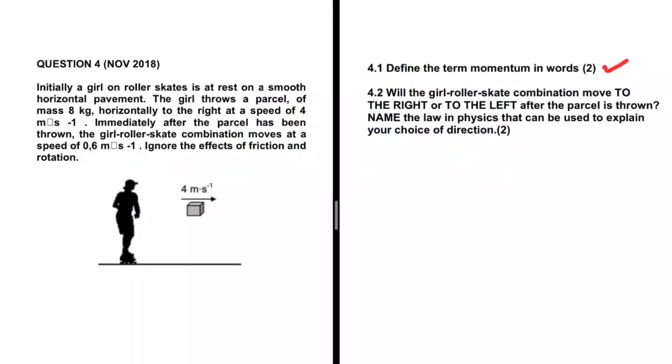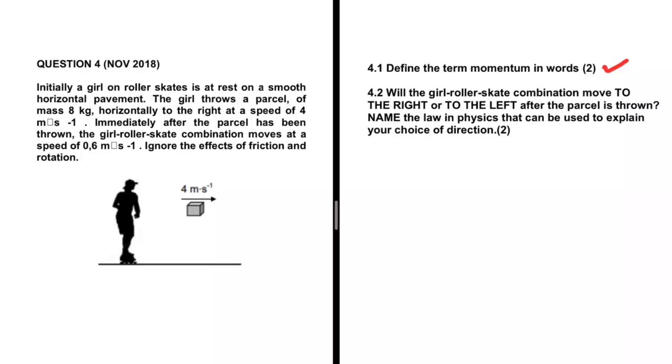Momentum is the product of the mass of an object and its velocity. Okay. The second question, 4.2: will the girl roller skate combination move to the left or to the right after the parcel is thrown? Name the law in physics that can be used to explain your choice of direction.